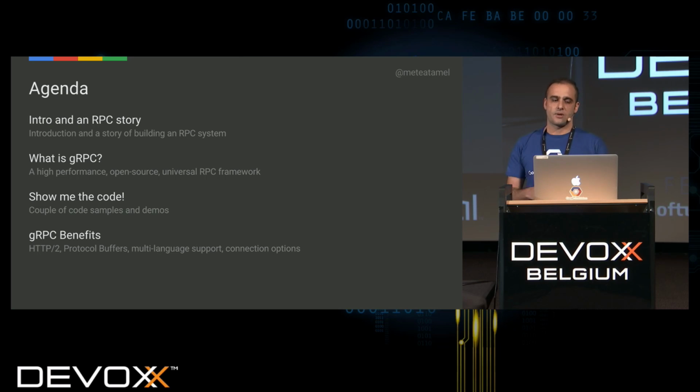So once we cover that, we're going to talk about what is gRPC, what does it actually provide to you. And then I'm going to show you some code. And then after the code, we're going to talk about the benefits of gRPC, so what it actually gives you on top of the features, like what's the underlying themes, like HTTP2, multi-language support, stuff like that. And then finally, if we have some time, we'll look at some more code. So this is the agenda.